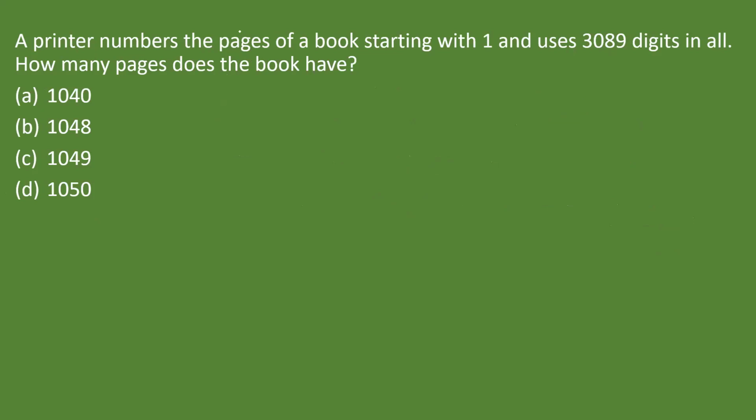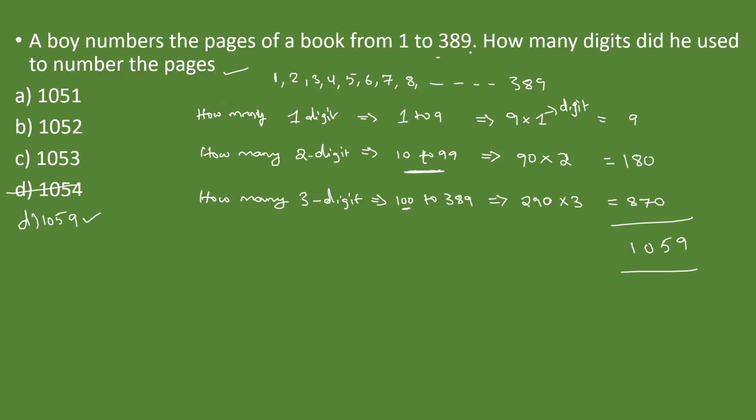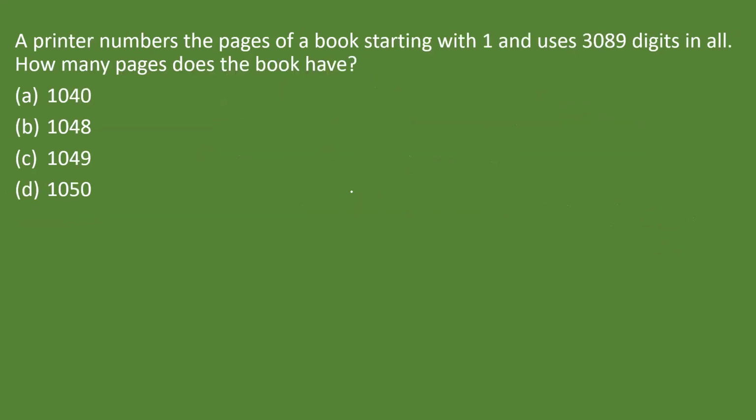A printer numbers the pages of a book starting with 1 and uses 3089 digits in all. How many pages does the book have? See here, in our previous example, they gave us how many pages the book has, and we calculated in this manner: how many 1 digit, 2 digit and 3 digit. But in this case, they are saying that the printer is using 3089 digits in all, and we need to find how many pages that book has.